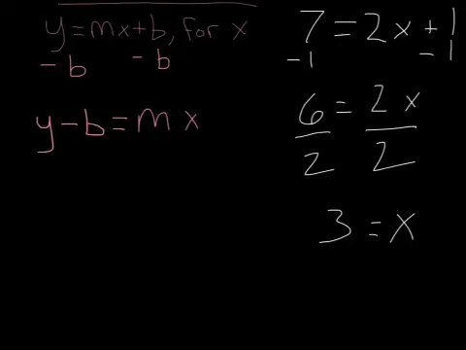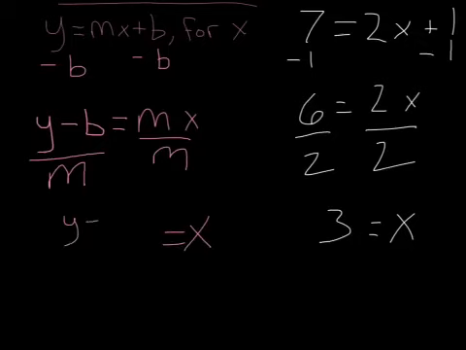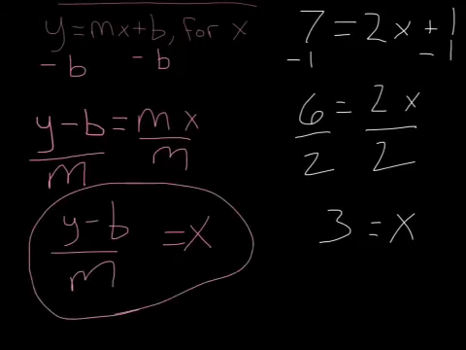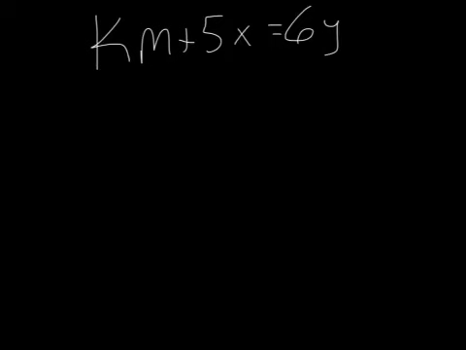Same thing we're going to do over here. We want to get x by itself. We have this m multiplying, so we're going to divide both sides by m. Now we have to do this whole side by m. So we just put our fraction bar underneath everything. And solving for that, we'll get x equals y minus b over m. And there's our answer. Alright, let's try another example.